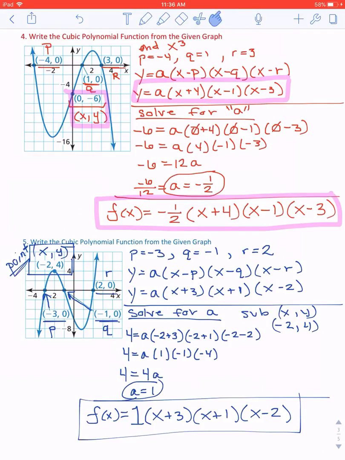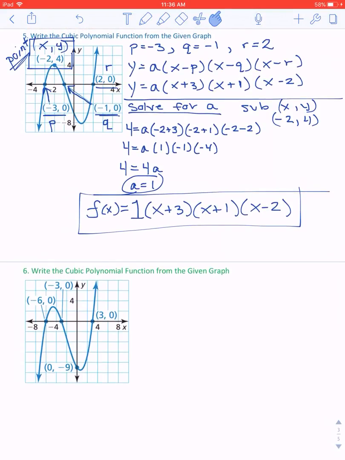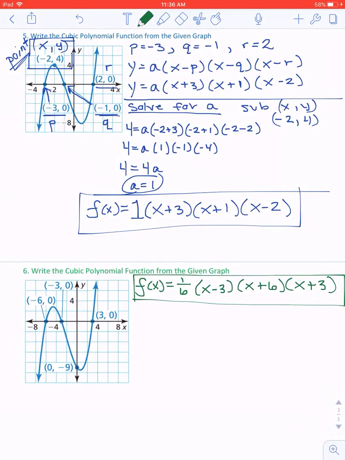Okay, here is your last one. I'm going to give you the answer, but I'm not going to do the whole problem with you. But if you want to do it, this is what you should end with. And the order of the factors doesn't matter as long as they're all multiplying together. But your A value should be 1/6, and you should have factors x minus 3, x plus 6, and x plus 3 in there.